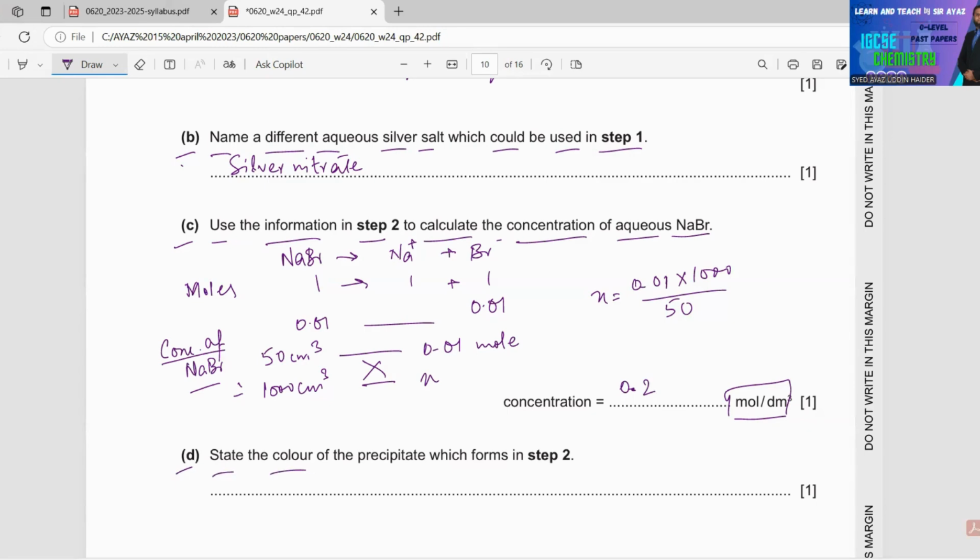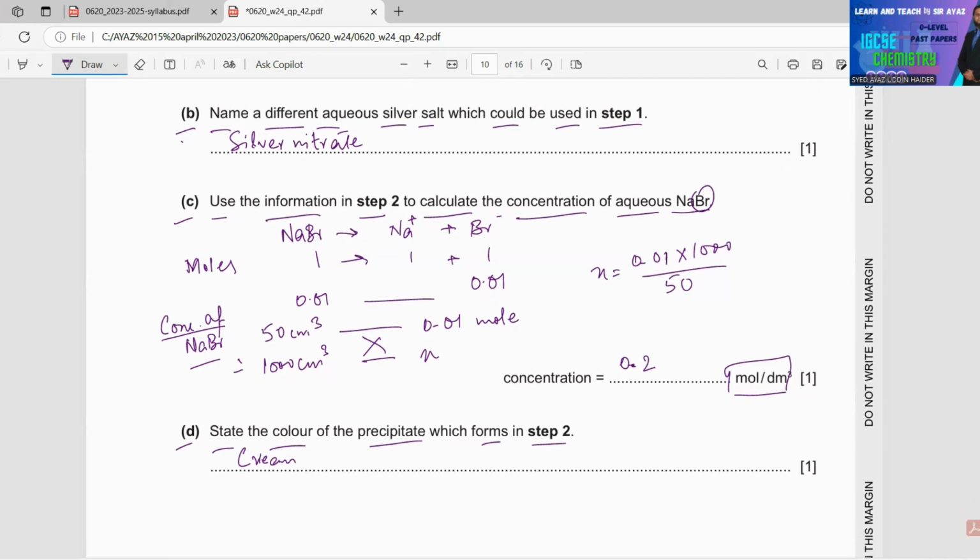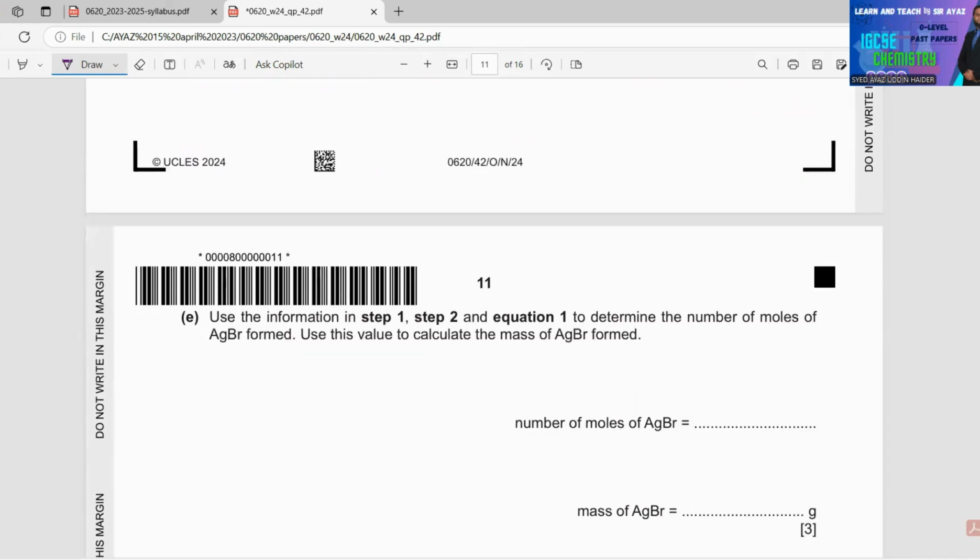D. State the color of the precipitate which forms in step 2. We have bromide ion here, so it's cream. The color will be cream. Creamy white color for bromide ion. Moving to next part, part E. Use the information in step 1, step 2 and equation 1 to determine the number of moles of AgBr formed. Use this value to calculate the mass of AgBr formed. So let's start with moles of reactants.